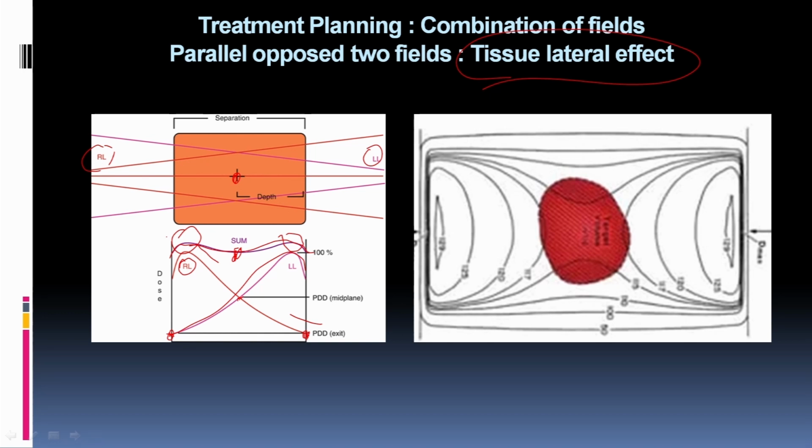You can see from these percentage depth dose isodose charts, where we treat one direction from right lateral and another from left lateral. This is the target, and we will get a peripheral dose higher than this target dose. So, this is the tissue lateral effect.